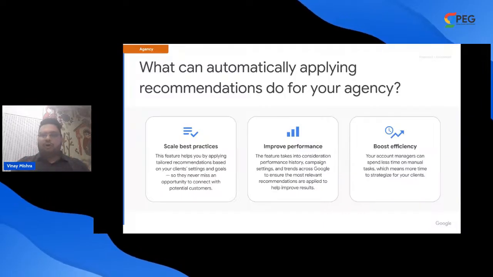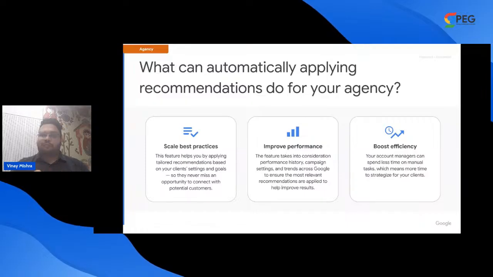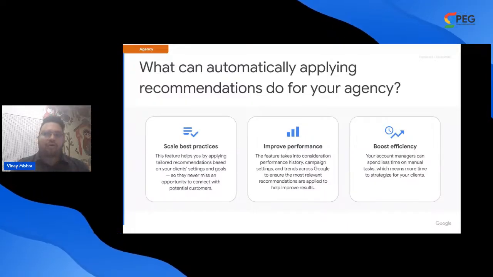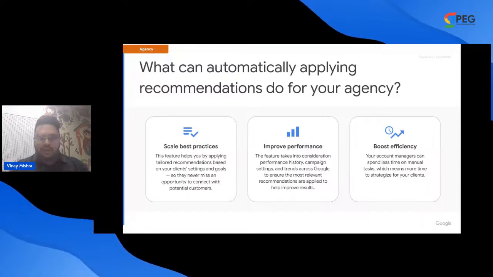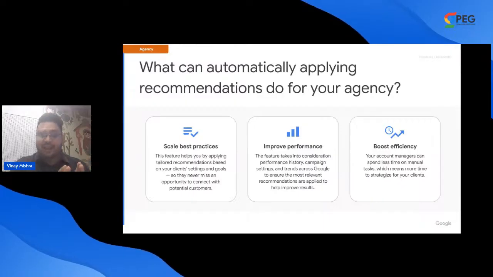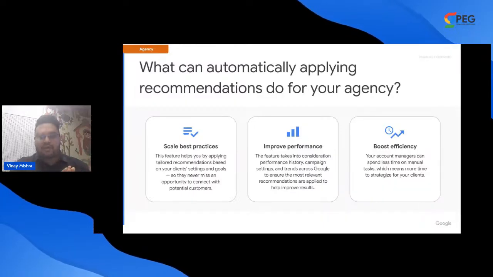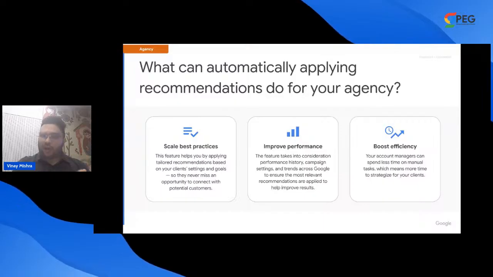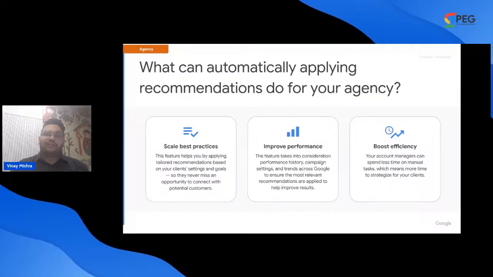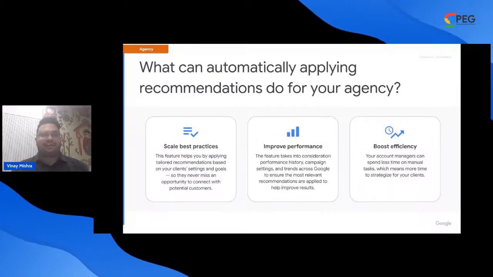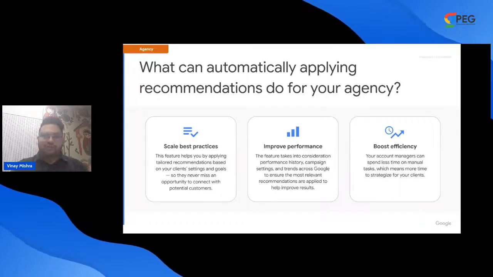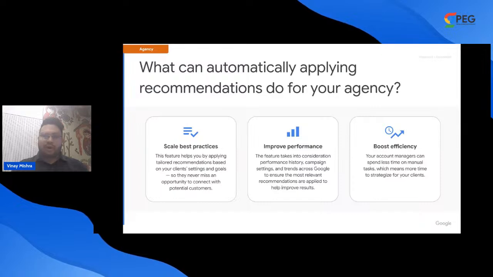So here the auto apply recommendations enable you to follow the best practices. Just by applying auto recommendations for your agency, you have the best practices already taken care of by AI, and they are personalized best practices for your account based on the goal that you have. This will create more opportunities for you to connect with potential customers, because we already have the best recommendations as per the market trends at the moment.